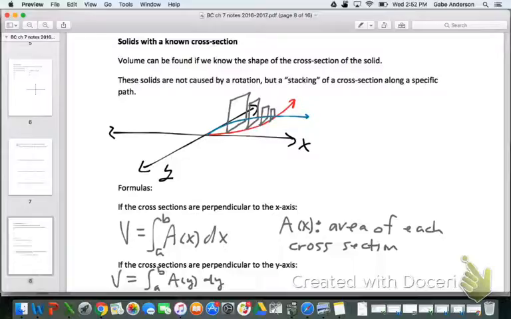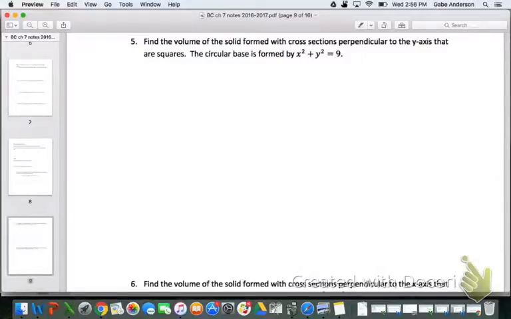Okay, so let's skip to the second one, and we'll see how we do with it. Try to visualize it a little bit. We'll do number 4 later. We'll do that next time. So number 5 says, find the volume of the solid formed when cross sections perpendicular to the y-axis are squares, and it's got a circular base formed by x squared plus y squared equals 9.